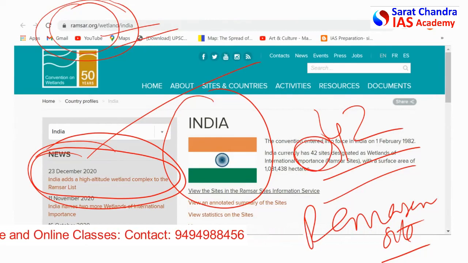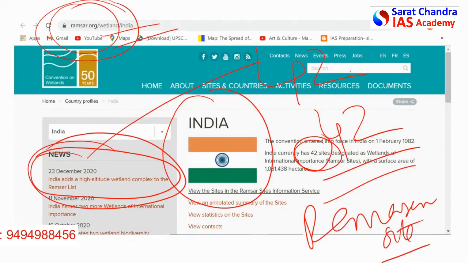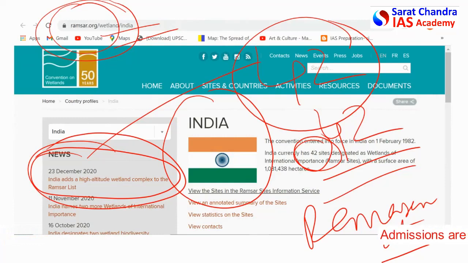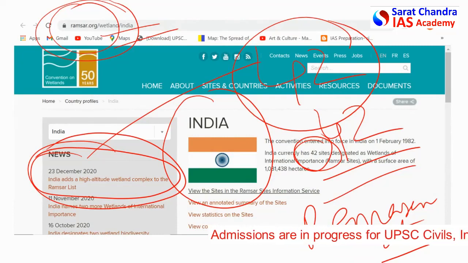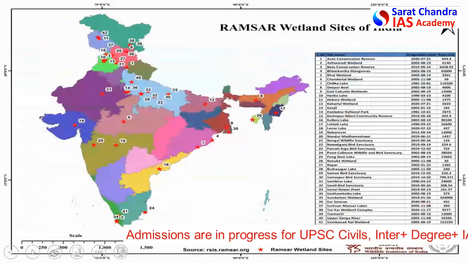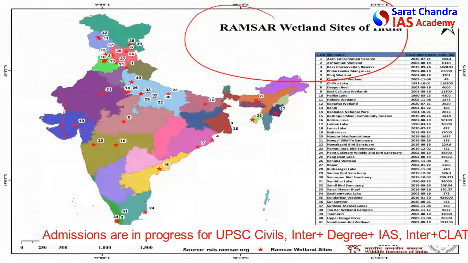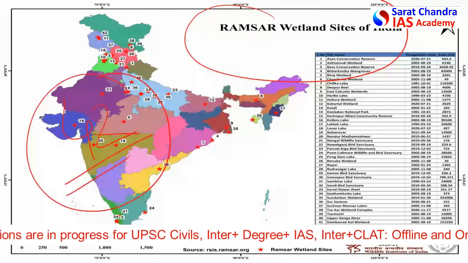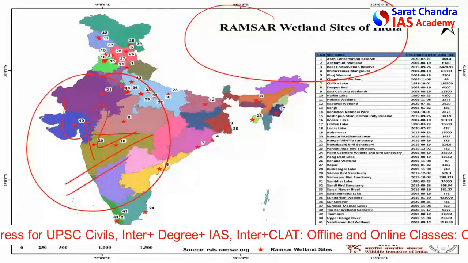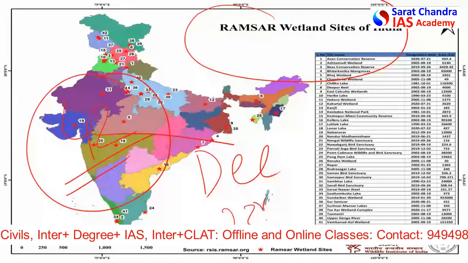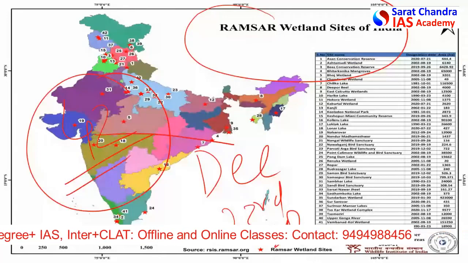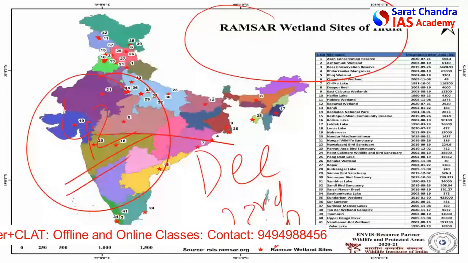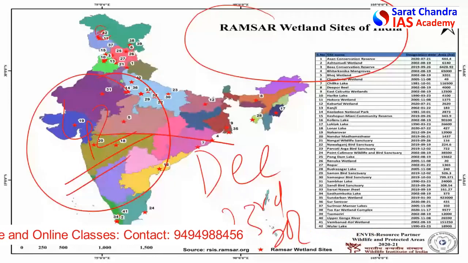And that is the 42nd wetland we are going to study. There are 42 Ramsar wetland sites in India. I'll discuss the Ramsar wetland sites in the world and the Ramsar wetland conference later, but right now just understand this environment affairs part. The 42nd Ramsar wetland site, declared on December 23rd, 2020, is called the Tsokar Wetland Complex.